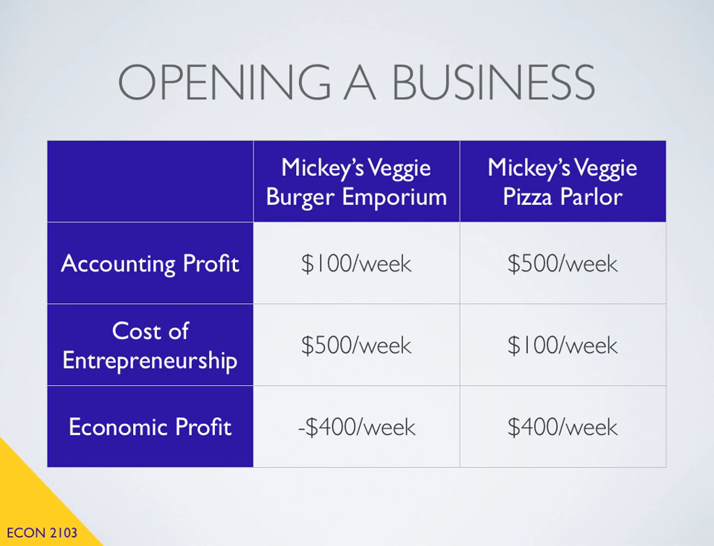Consequently, since firms generally tend to act in ways that maximize their profits, we would expect that this firm would choose the Veggie Pizza Parlor. Because as we look at the two options, it's the only option that generates any economic profit. It turns out, and this is an important rule, that no matter how many options you have, there can be no more than one option that generates a positive economic profit. All others must be negative. In this case, that one option is the Veggie Pizza Parlor.